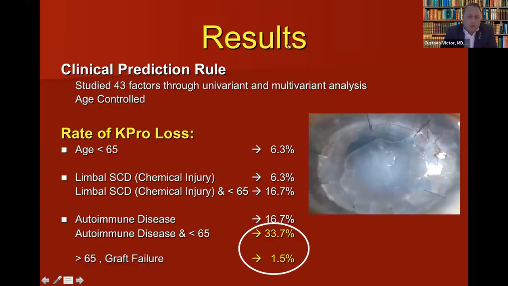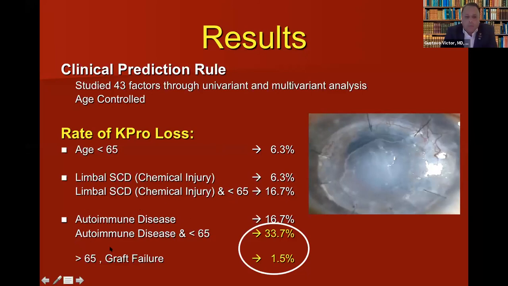So in the results, the study looked at 14 other factors. It's a multivariable analysis. And you can see that we divide patients by age. Age is a very important item to predict the results in K-Pro. You can see how we can divide age, less than 65 years old and after 65 years old. So you can see the worst scenarios, the worst results. You can see that chemical injury in young people is four times worse than in older people.